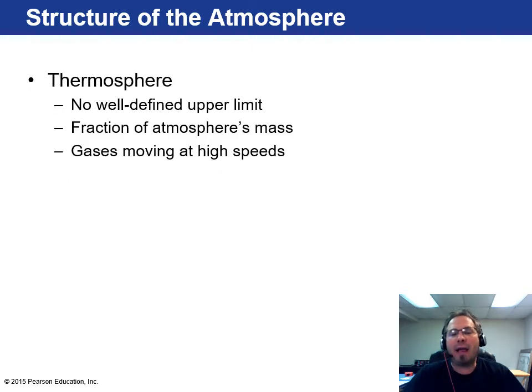And then finally, we have what's called the thermosphere, which has no well-defined upper limit because then you start getting out into space. It's a fraction of the Earth's atmospheric mass, so there's not a whole lot up there, and you get gases moving at very, very high speeds. Let me show you an image of all of this.